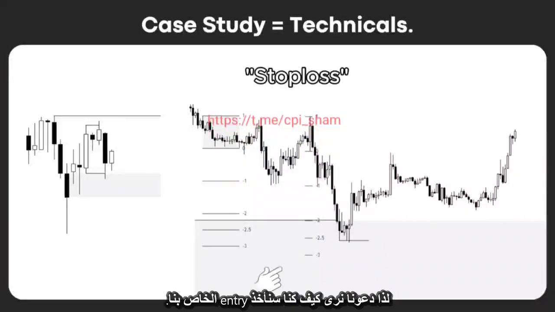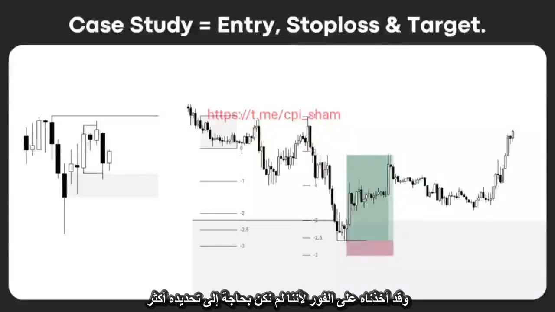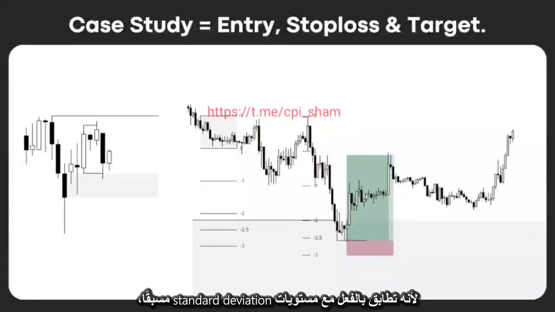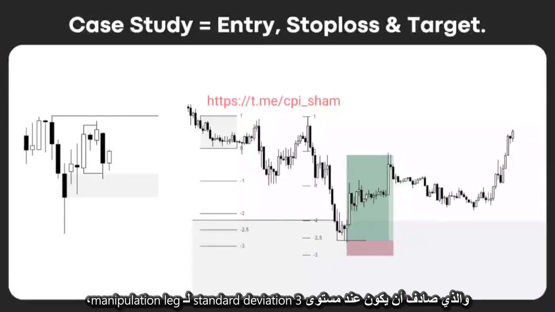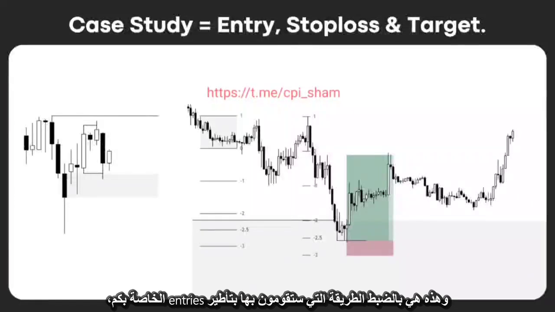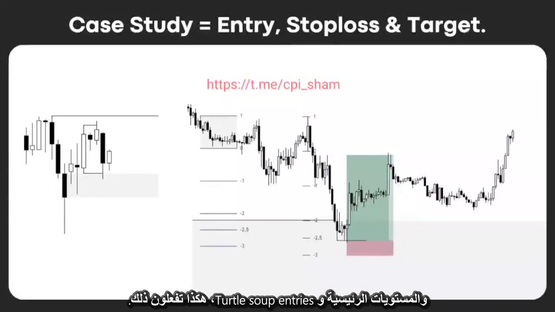So let's see how we would have taken our entry. Right here you can see the entry was taken right after the turtle soup, and we took it right away because we didn't need to refine it further, as it already matched with the standard deviation levels beforehand. The only thing left was to place our stop loss, which happened to be at the standard deviation 3 level of the manipulation leg. And this is exactly how you're going to frame your entries, refine your entries, and place your stop loss based on standard deviations, key levels, and turtle soup entries. This is how you do it.